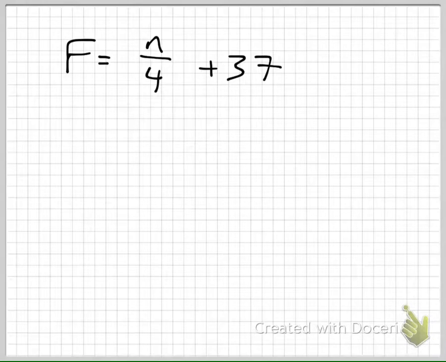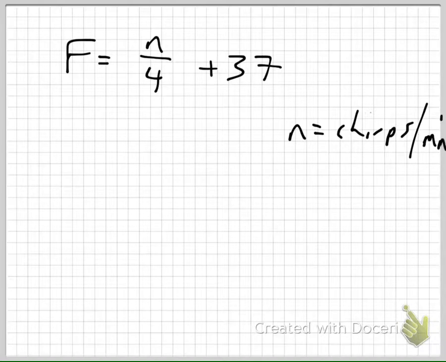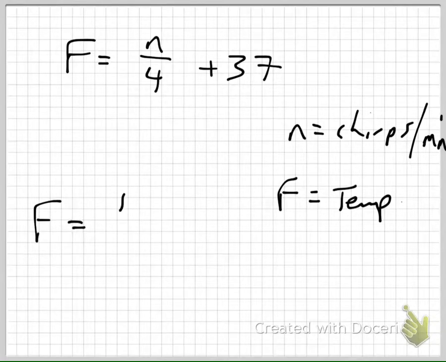It says the number of chirps, N, is the chirps in a minute, and F is the temperature. Okay. So then we don't know what the temperature is, but we do know how many chirps per minute. How many chirps? 100. So F, which we don't know, equals, instead of an N, we put in 100 over 4 plus 37.